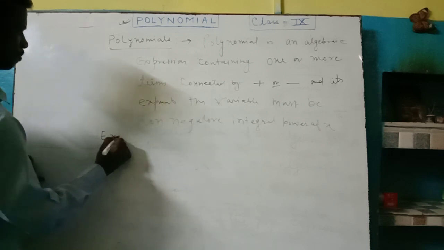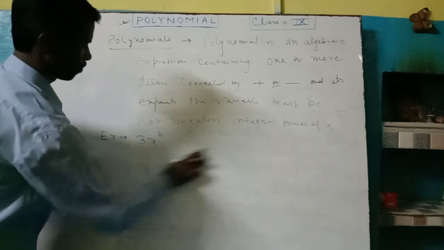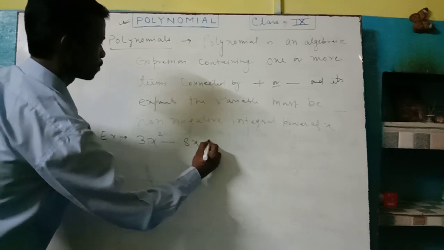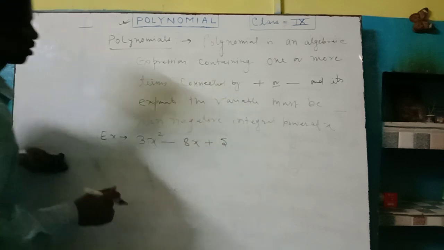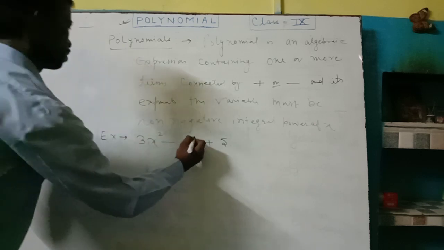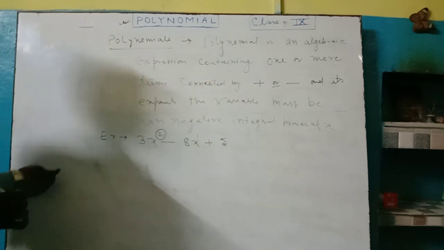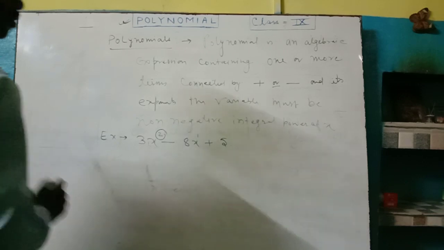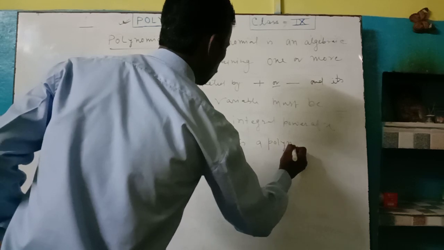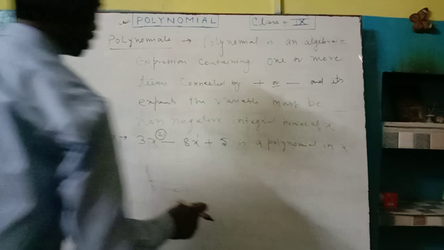Example: 3x square minus 8x plus 5. This is an example of a polynomial. Why? Because here the variable's power is non-negative, so it is a polynomial in x.